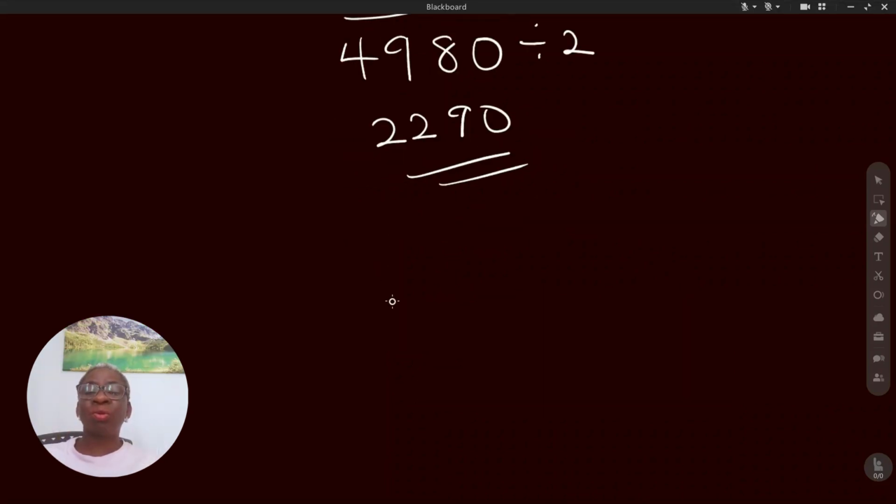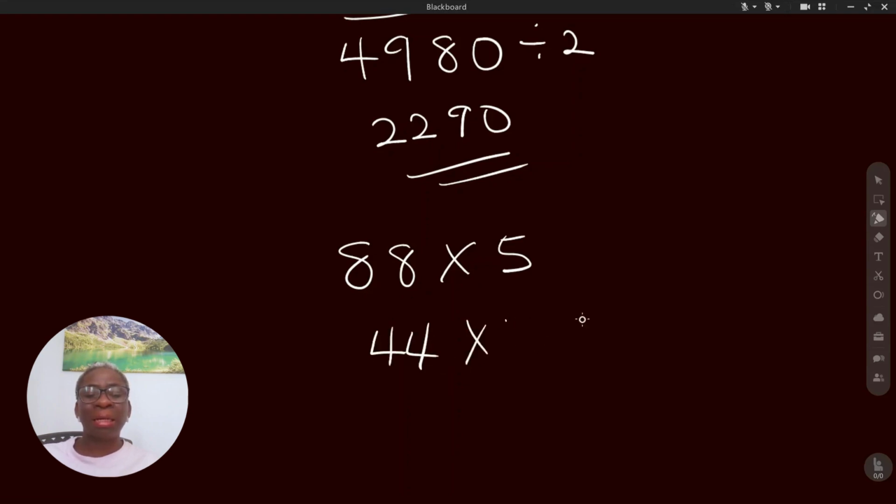Also, you can decide to first find half of that number, then multiply it by 10. That is, if you want to multiply 88 by 5, you can just look for half of 88, and that will be 44. Then multiply it by 10, and this would give 440.